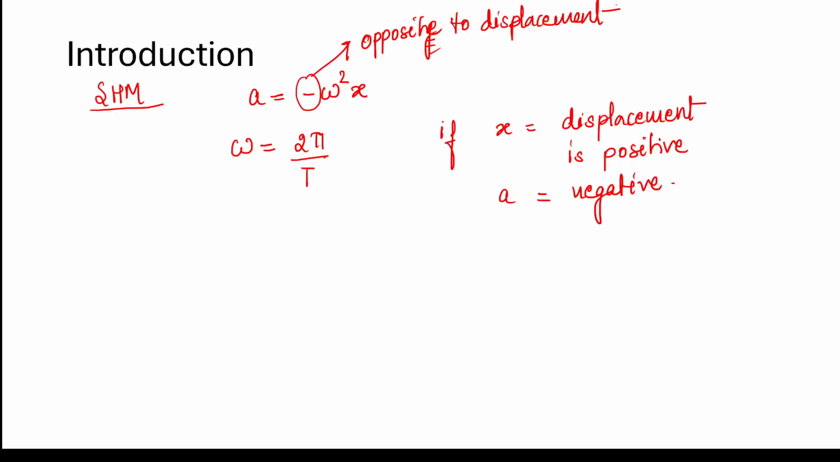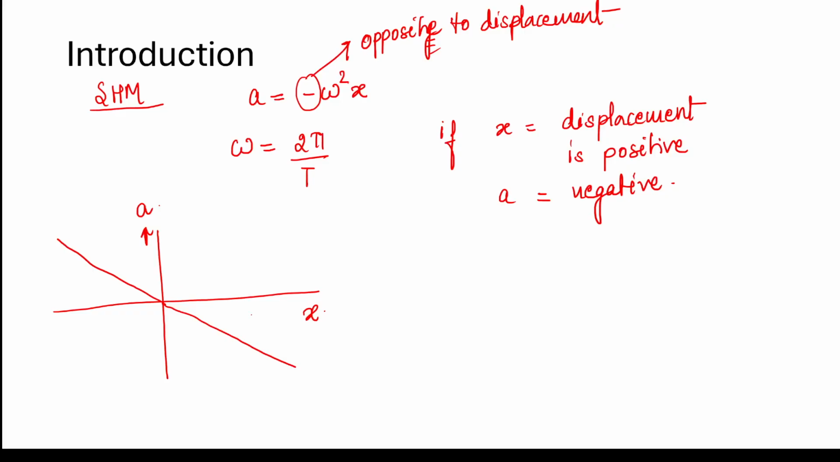Now, of course, if I have an acceleration which is negative omega square x, I can draw a graph between displacement on the x-axis and acceleration on the y-axis. If my displacement is positive, it's in this quarter, so my acceleration for that portion would be negative, so it would be somewhere here. A straight line, because it is proportional to displacement. When x is 0, a will be 0. When x becomes negative, a becomes positive. So that would be the graph.